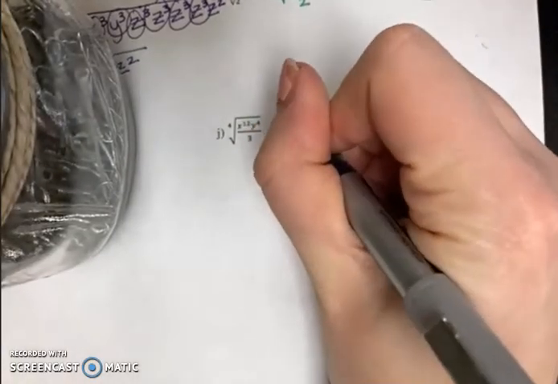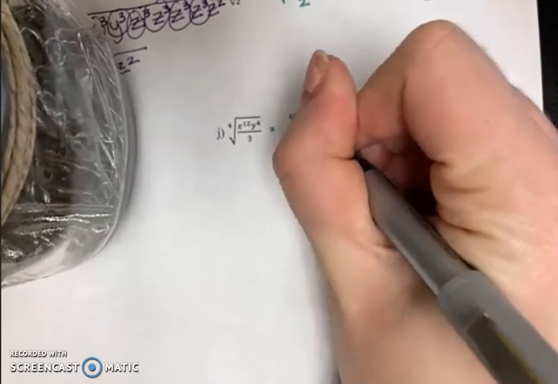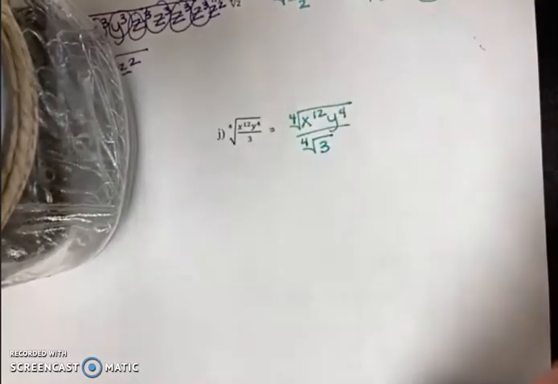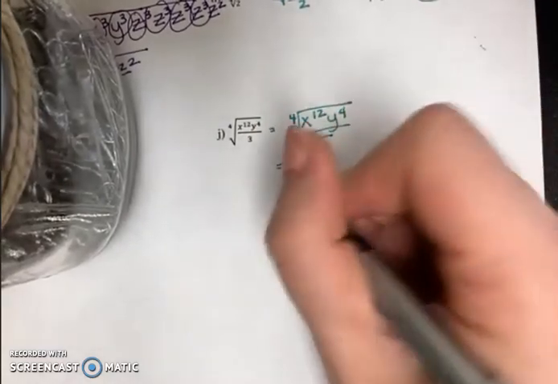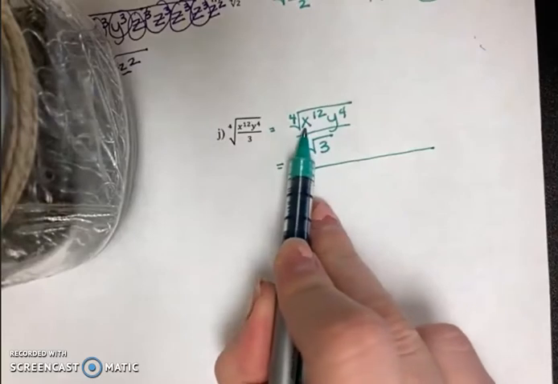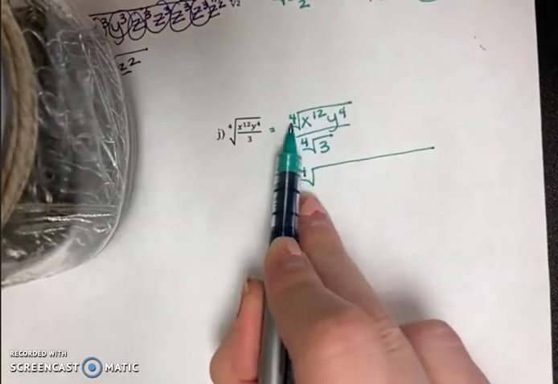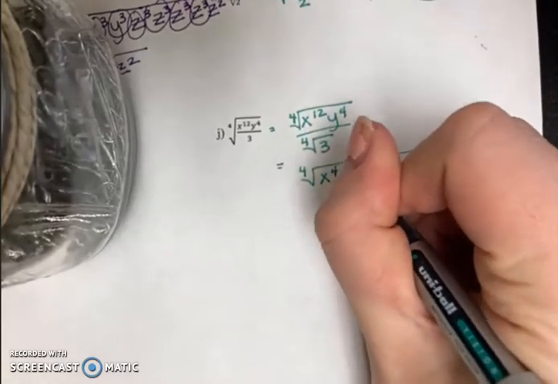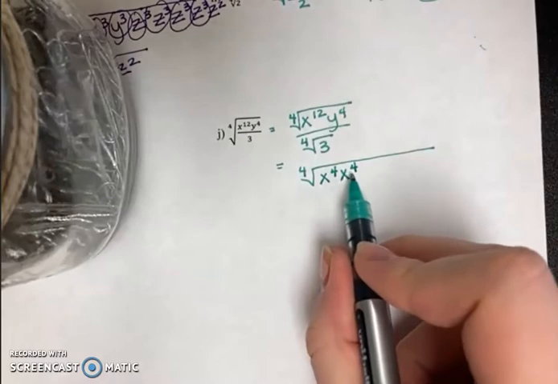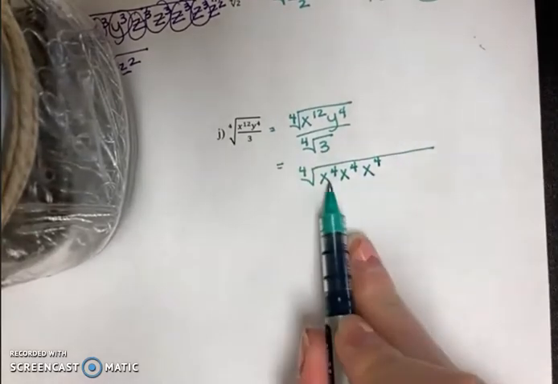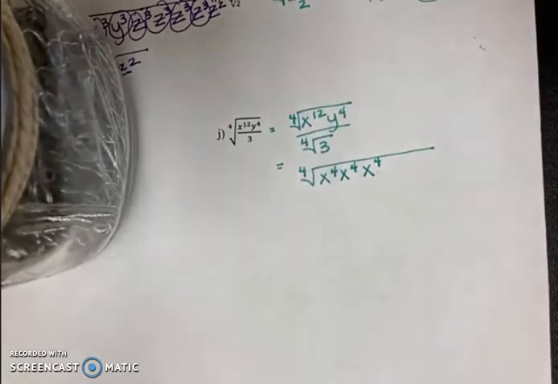Okay, for J, I'm going to go ahead and break it apart using quotient property. And I'm going to clean up the numerator. I have 12 x's. I want to make sets of 4 because it's a fourth root. So x to the fourth, x to the fourth, that gives me 8. X to the fourth, that's 12 because 4 plus 4 plus 4 gives me 12. So that's nice. I don't have anything left over.